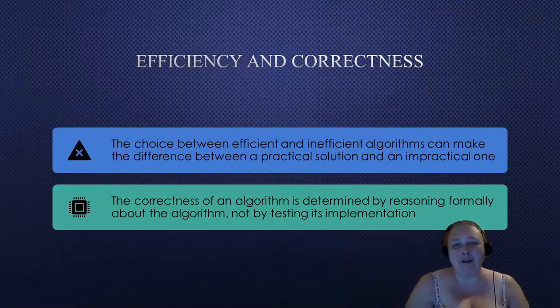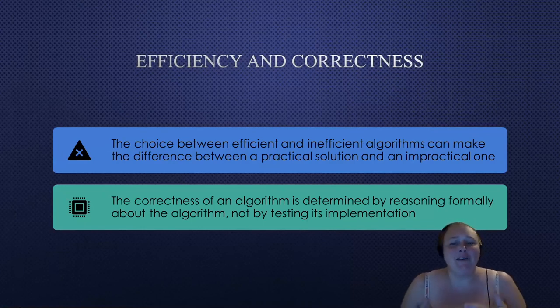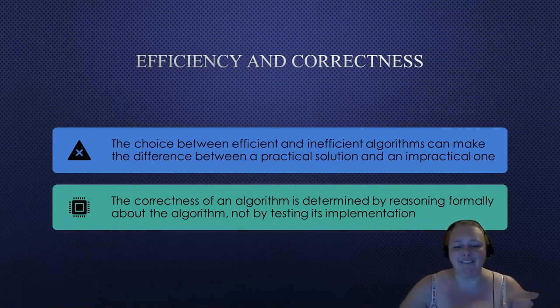Last but not least topic for this lovely lecture discussion is efficiency and correctness. There is a choice you sometimes have to make between efficient and inefficient, but sometimes it can push you over the edge to correctness and incorrect, or practical and impractical. The correctness of an algorithm is determined by reasoning formally about the algorithm and not by testing its implementation. Basically, what you have to look at is: does this make sense? Is this feasible? And what am I losing by making it more efficient? In a nutshell, that's all that's really saying.